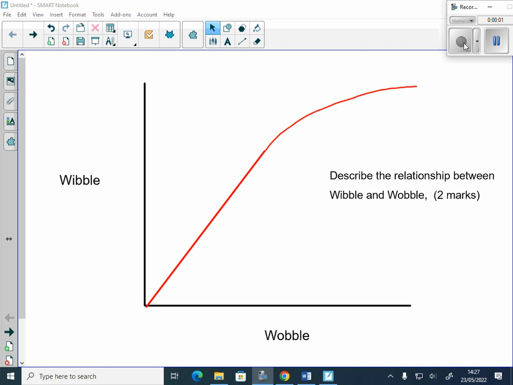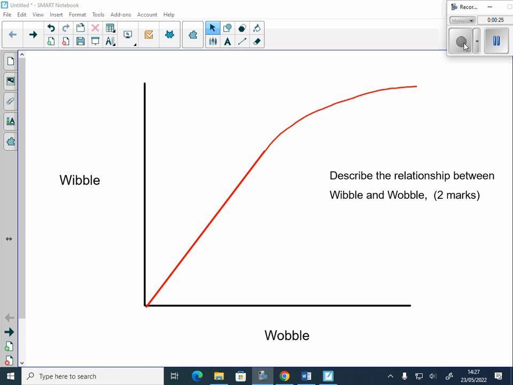What we've got here is a graph question, actually a describe-the-graph question. Here it's asking you to describe a relationship between wibble and wobble. What are wibble and wobble? It doesn't matter. These are just two things. I've invented the graph. With these describe-graph questions, you don't need to know the physics at all, but they're really common questions in a physics paper.